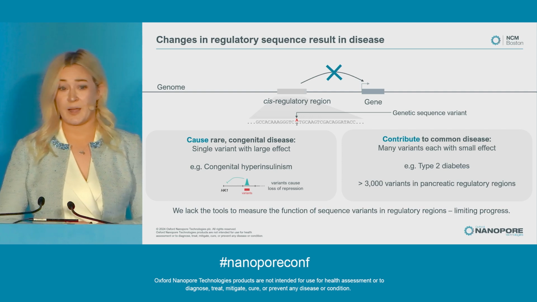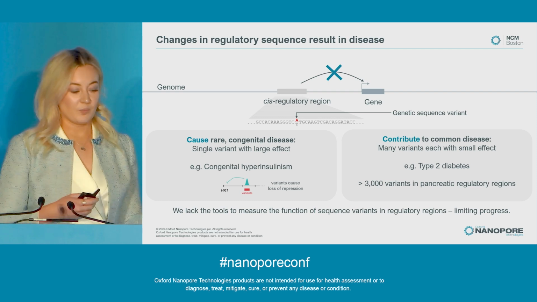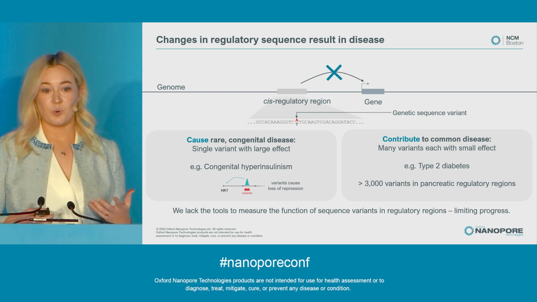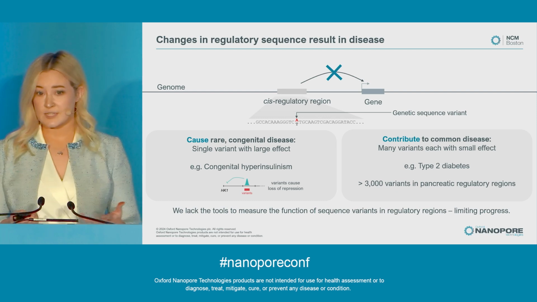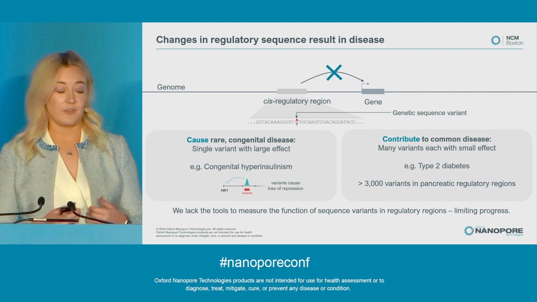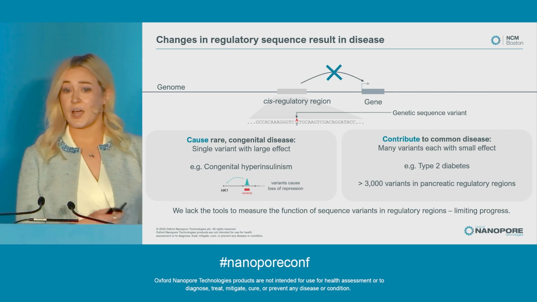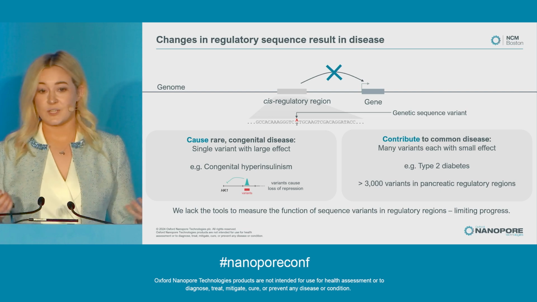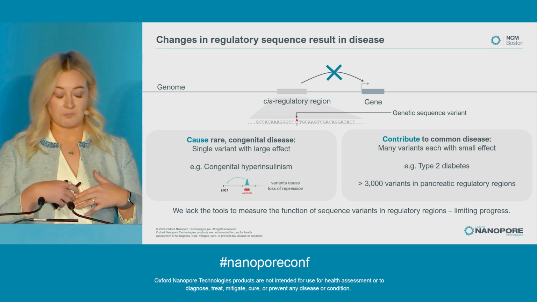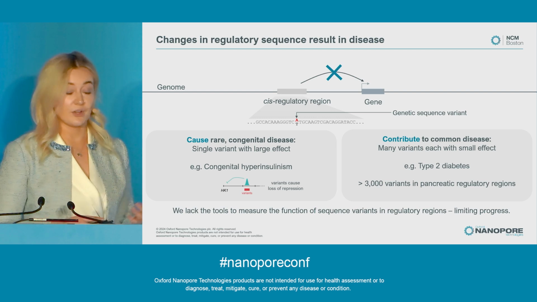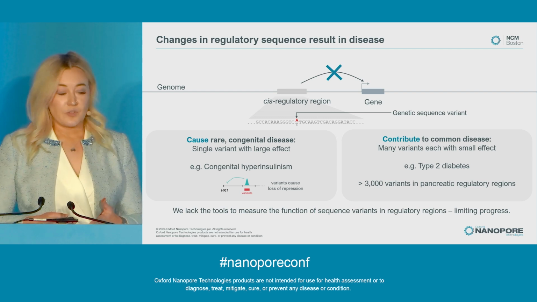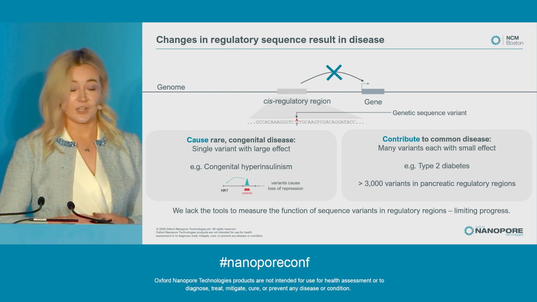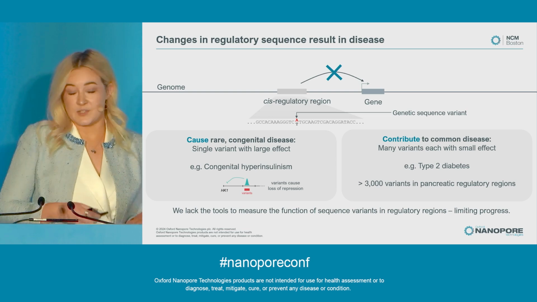As I said, we're interested in the pancreatic beta cell. So I've given you two examples here which are relevant to that cell type. Firstly, an example where a variant in a regulatory region can cause disease is a single variant which can cause a disease such as congenital hyperinsulinism. On the flip side, variants which can contribute to disease, so multiple variants, are shown in type 2 diabetes. Again, though, we really lack the tools to measure these sequence variants within these regulatory regions, which does limit our understanding of how these variants cause disease.